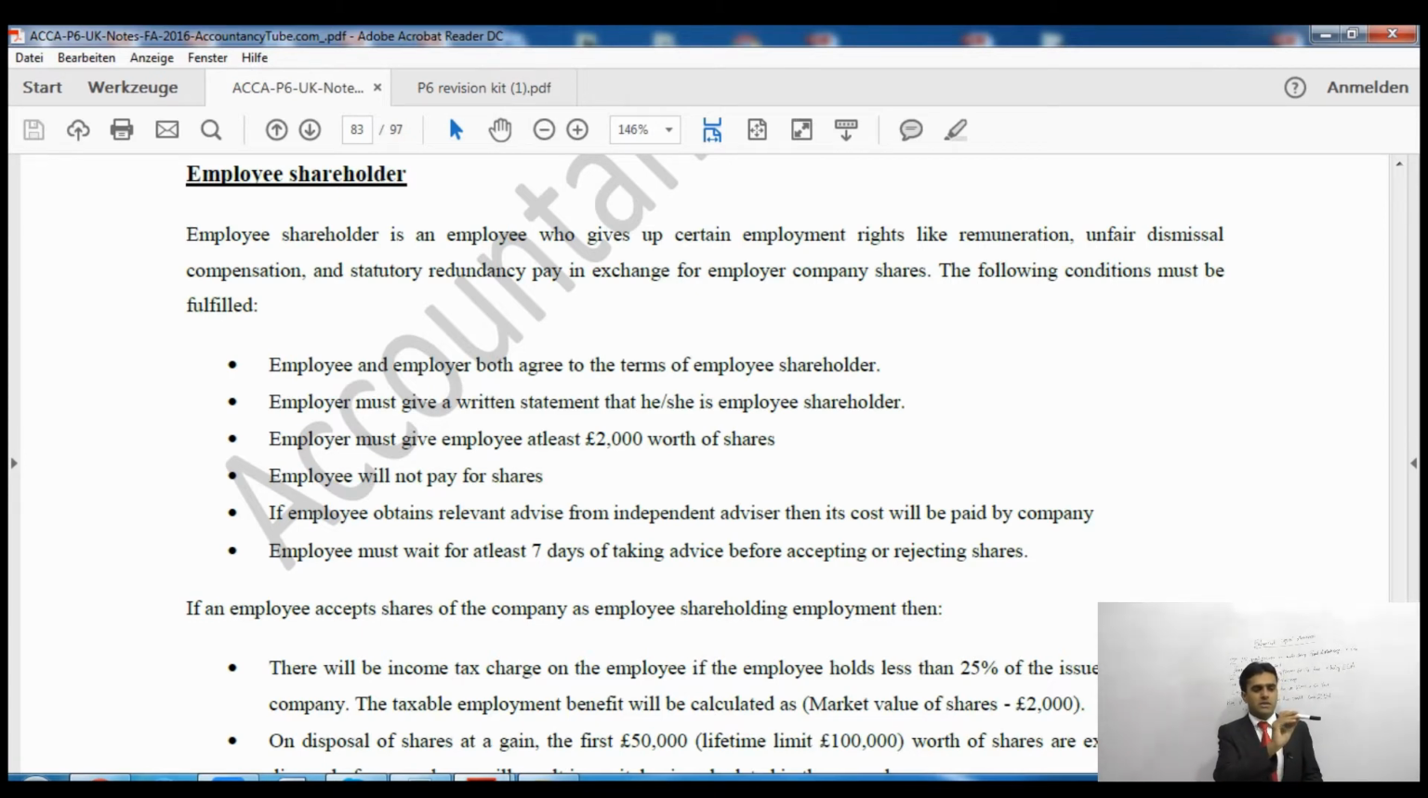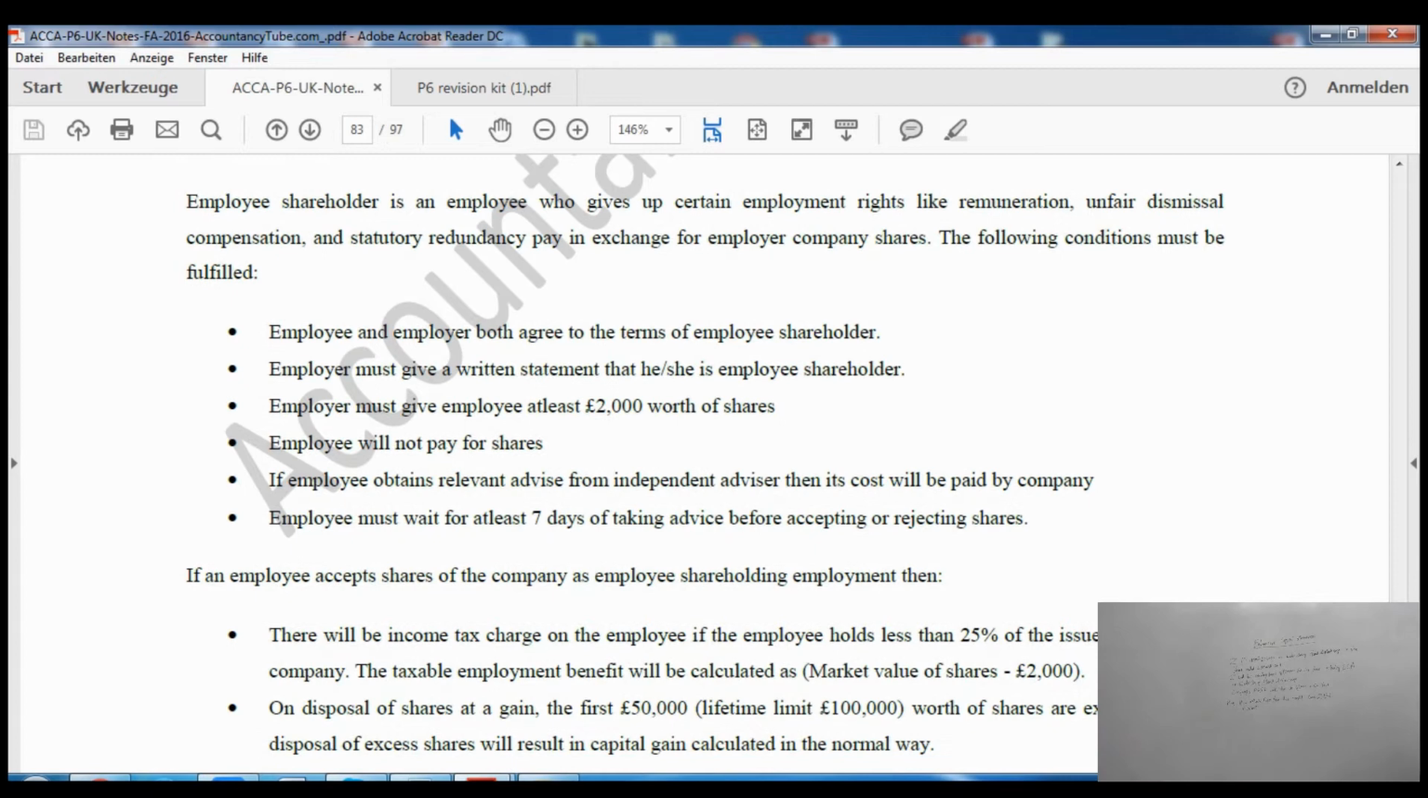If you do not take these benefits, I will give you shares in Accounting Institute. So if I agree, then I will be an employee shareholder, because I am an employee and I am a shareholder as well. What I will be doing is dropping some of the benefits for the sake of shares in this company for which I am working. So that is called employee shareholder. However, there are a few conditions to be met. So let's see what these are.